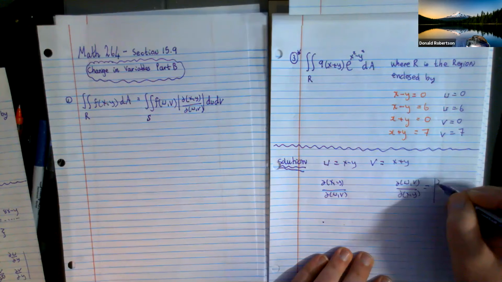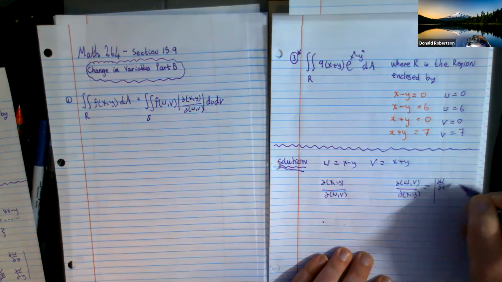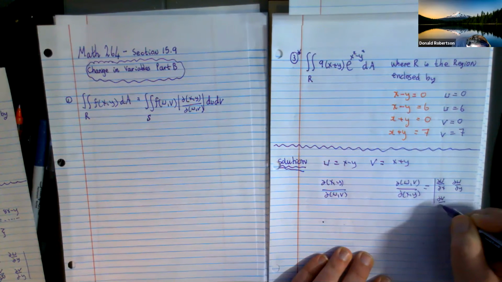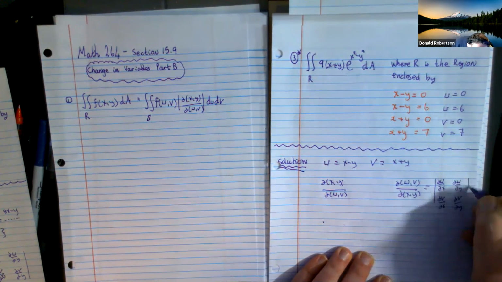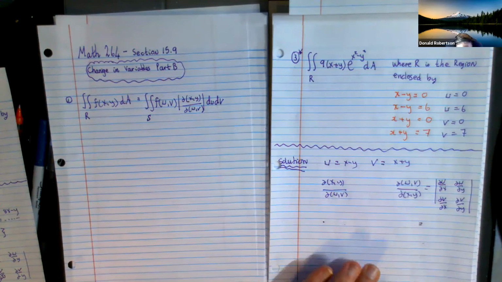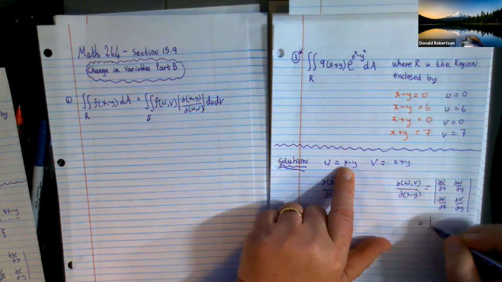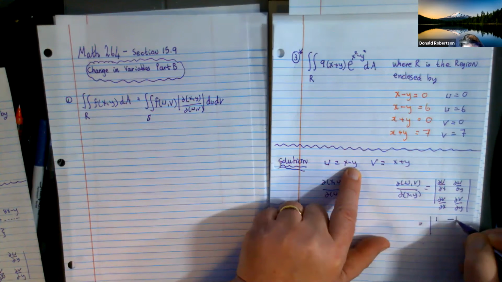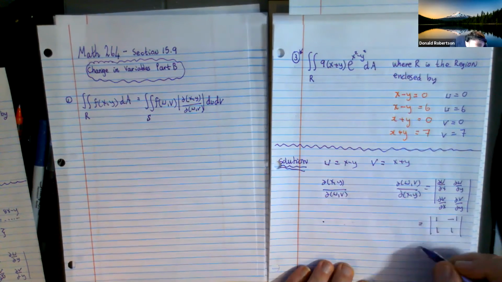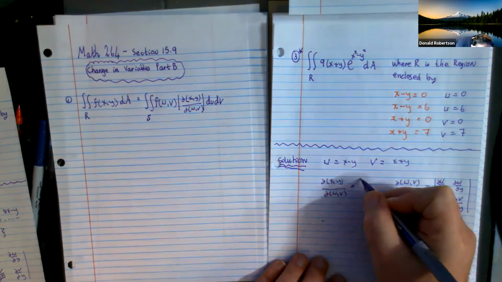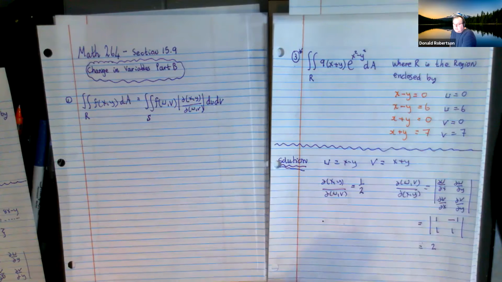So partial derivative of u with x and with y, partial derivative of v with x, partial derivative of v with y. If you differentiate this with x, you get 1, and then you get −1, and then you get 1, and then you get 1. And I believe you get 1, take away negative, add 1, you get 2. So the Jacobian is a half. Are we cool with that bit?